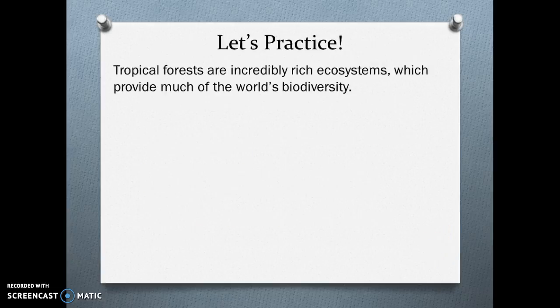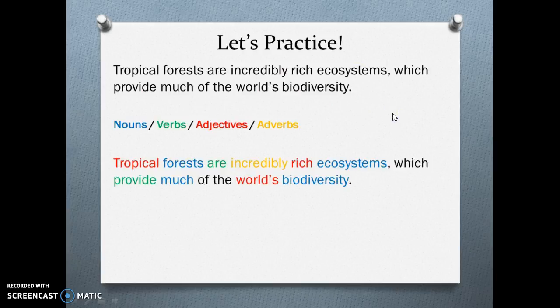So let's practice. Here we have a sentence. Tropical forests are incredibly rich ecosystems which provide much of the world's biodiversity. So if we color code the words, we come up with this sentence. So let's start with our nouns and our verbs. So we have forests are ecosystems, provide much biodiversity. So we have the basic message of the sentence.